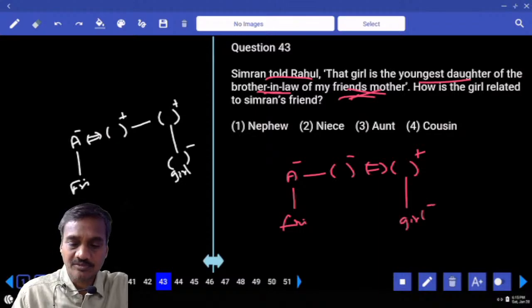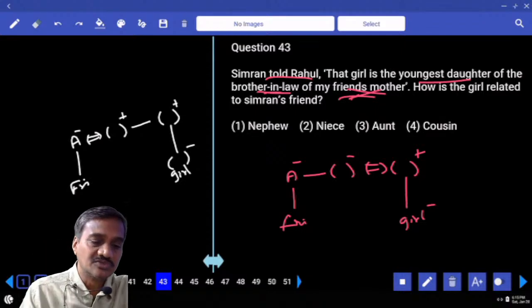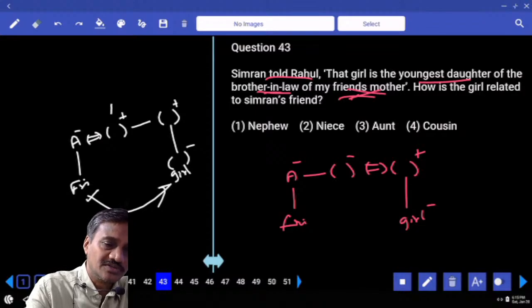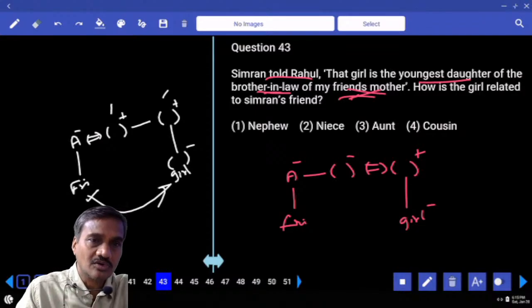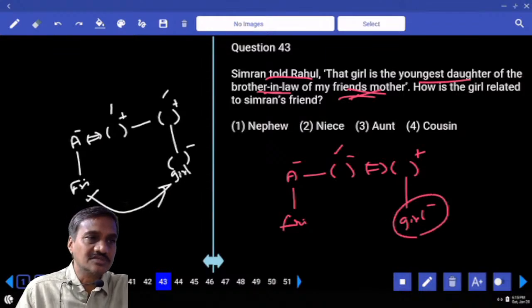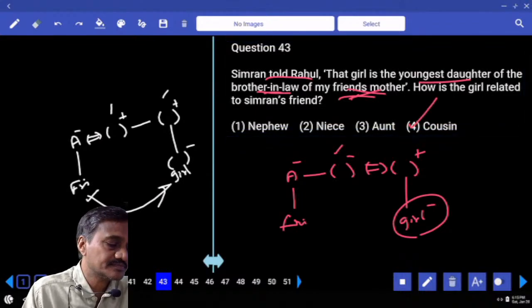Now in both the cases, how is the girl related to Simran's friend? What is the relation? This is friend's father's brother, uncle's daughter, cousin. Here again, friend's aunt's daughter is again cousin. In both the cases, we are getting cousin as the answer, choice 4.